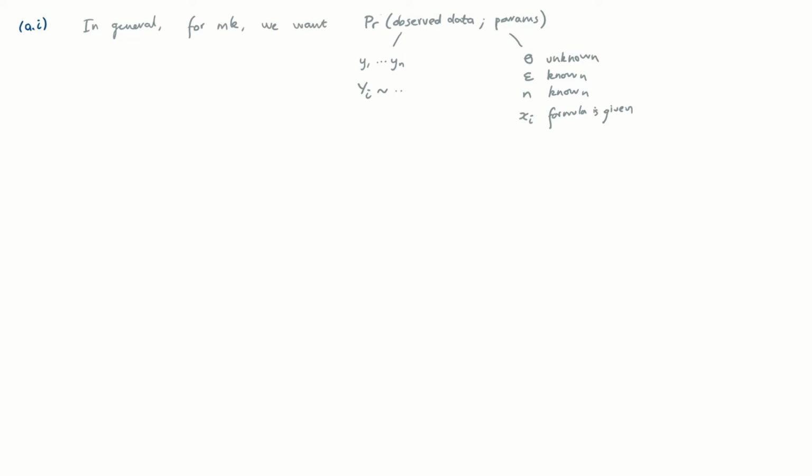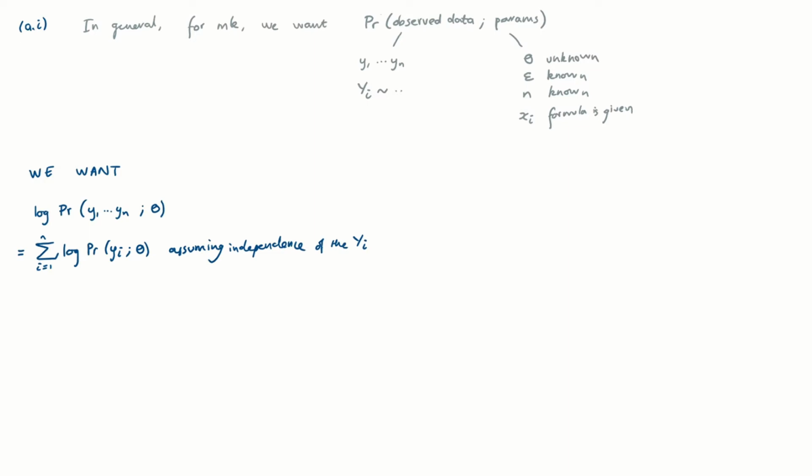Next, what's the question actually asking us for? It asks us to find the log likelihood of y1 up to yn as a function of theta. Let's dive right in with the step we almost always take, the log likelihood of a data set. It's the sum of the log likelihoods of the individual observations. I'm writing in assuming independence here also. In all the examples in the lectures we've done this.